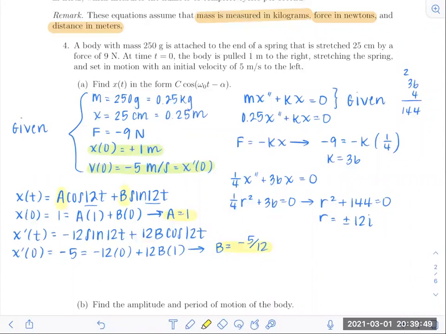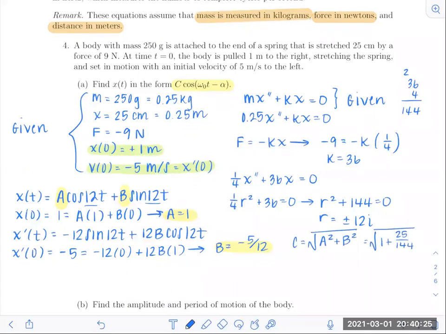But the reality is they asked me up above, and I'll highlight that also in yellow, they have asked me to write my function x of t in the form c cosine of omega naught t minus alpha. So let's go ahead and write it in that correct order. So let's go ahead and find c. Remember that c is the square root of a squared plus b squared. So that is the square root of 1 plus 25 over 144.